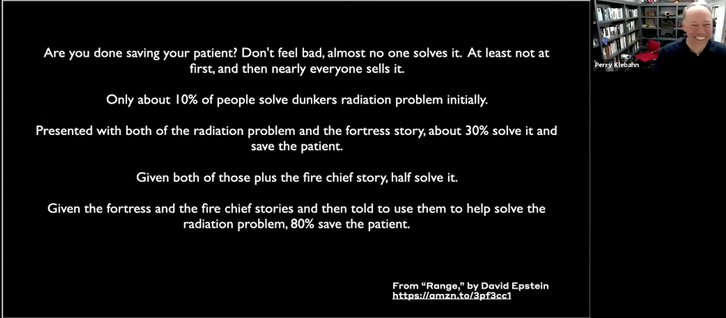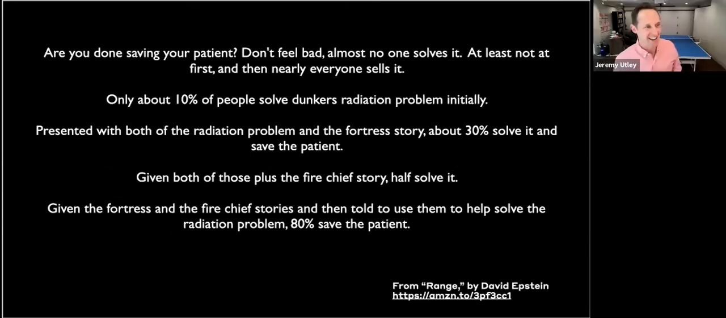No. But what's interesting is, some of you are getting it in the chat now, which is great. The interesting thing is the data here. Only about 10% of people solve the problem initially. If they hear both the problem and the fortress story, about 30% solve the problem. If they hear both and the fire chief story, half solve it. And if they're given those and told to use them to help solve the radiation problem, 80% solve the problem.